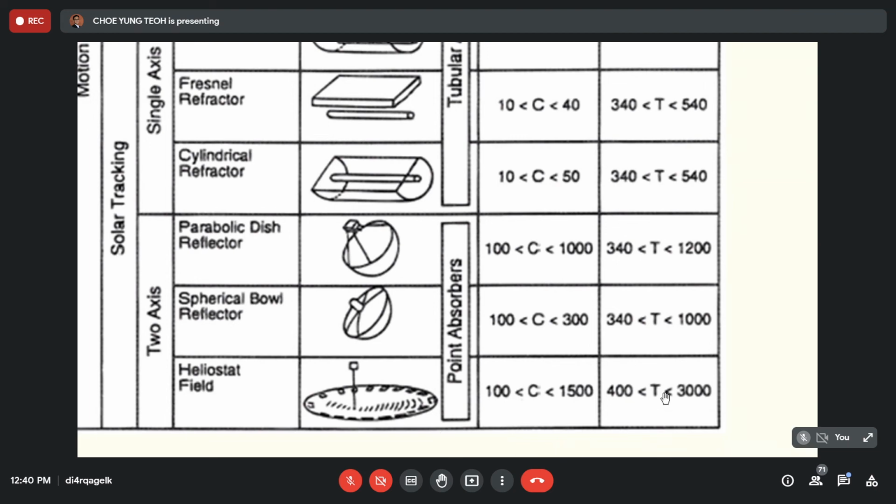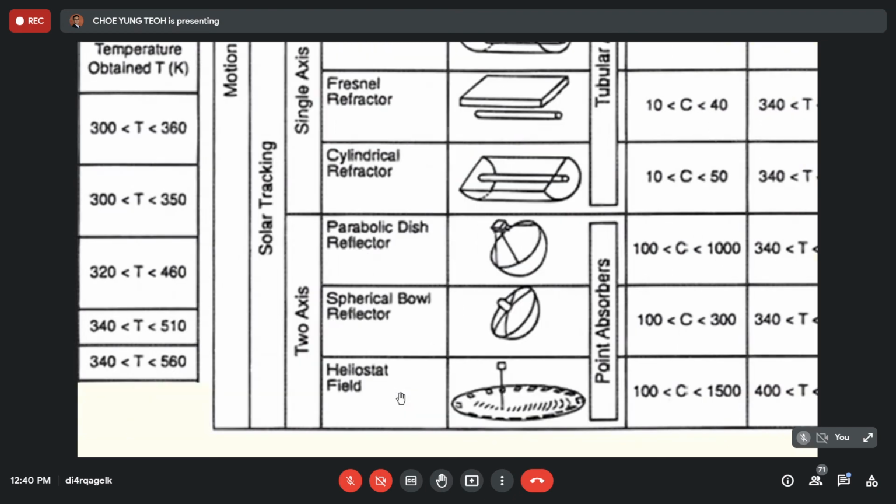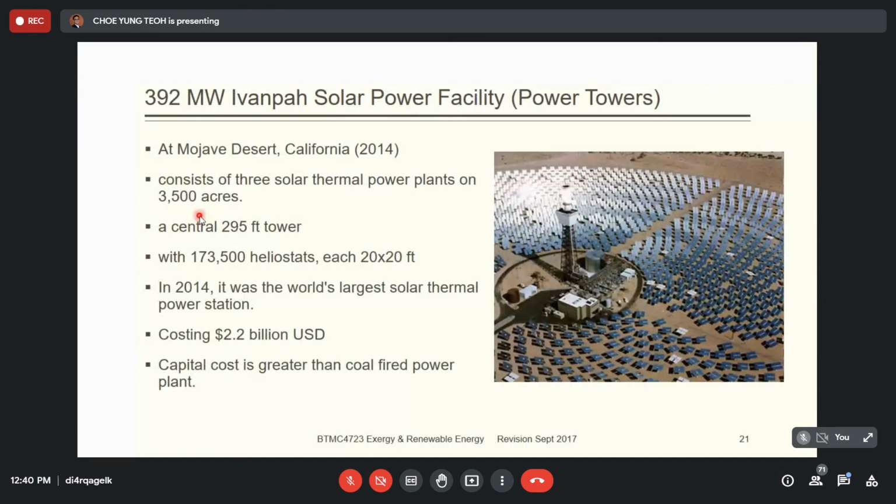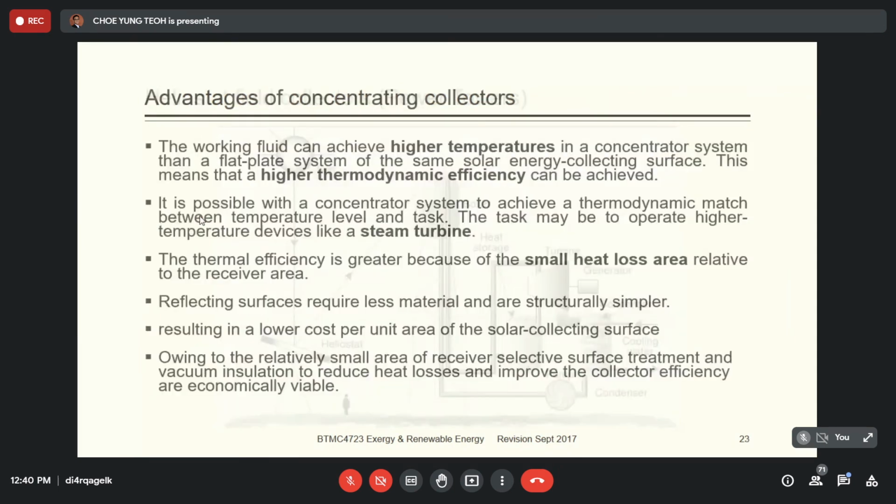Imagine that the temperature can reach 2,700 degrees Celsius. So of course the bird will die immediately when it passes through the direction of the sunlight. And remember that the power plant covers 3,500 acres of land. So of course there are birds flying through the location and they will be killed immediately, because of the high temperature of the solar beam.